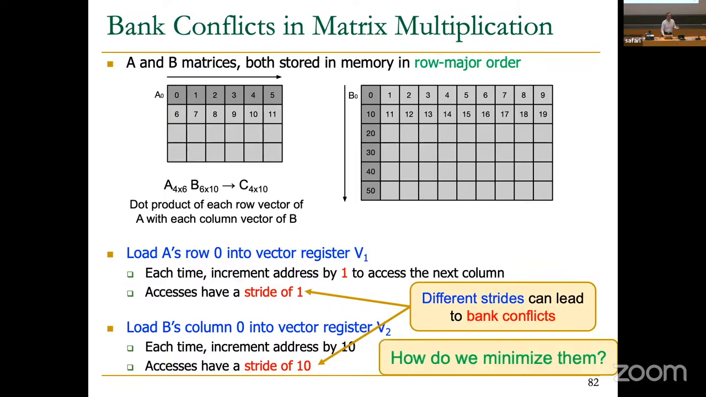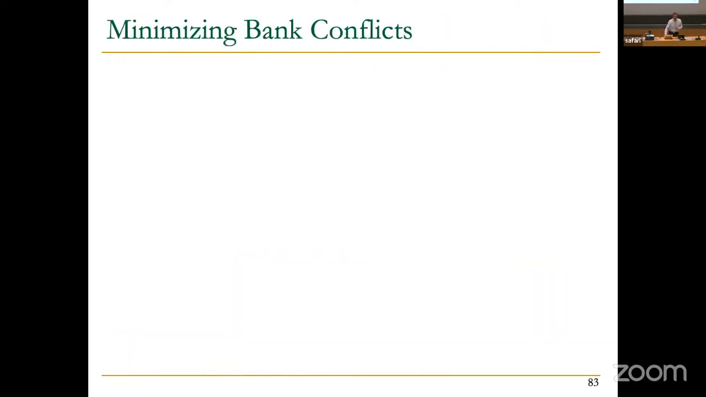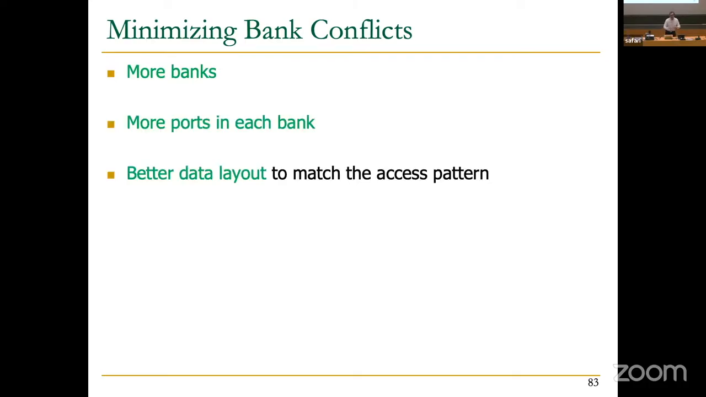So basically, how do we minimize them has actually concerned vector processor designers a lot. And a lot of what has been implemented in vector processors trickled into our systems today, because we need to minimize bank conflicts. More banks. We have more banks today. Expensive. More ports in each bank. Expensive. Better data layout to match the access pattern. How do you do that? You need a hero programmer for that. Is this always possible? Maybe not.